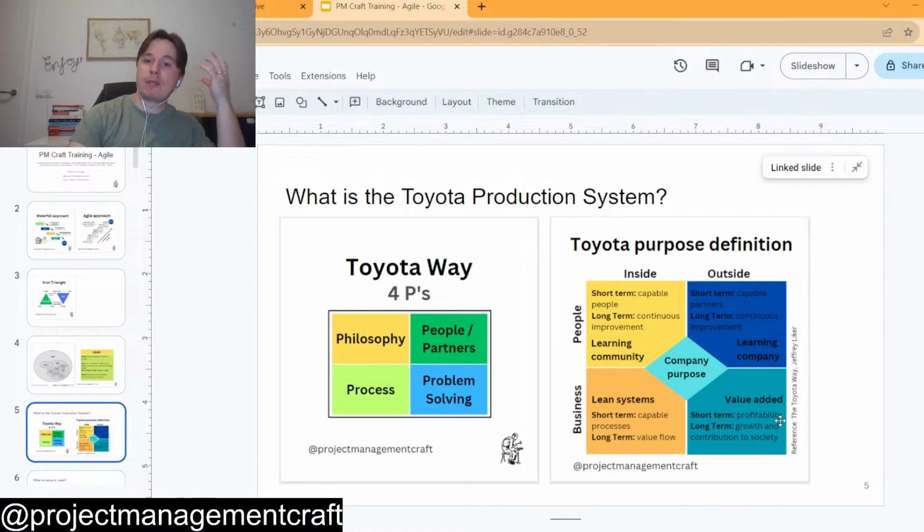And then for the business outside, what they're looking for is value added, meaning that in the short term it's profitability, because if companies are not profitable, they are not sustainable. If a company is not profitable, it's not going to be sustainable in the long run. But for the long term, they also want to make sure that they can grow, the company can develop, and they can contribute to society.